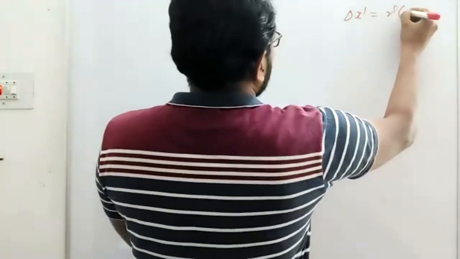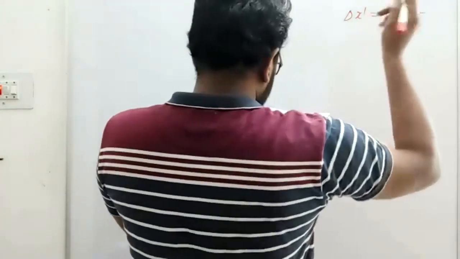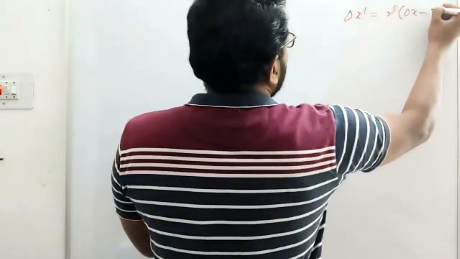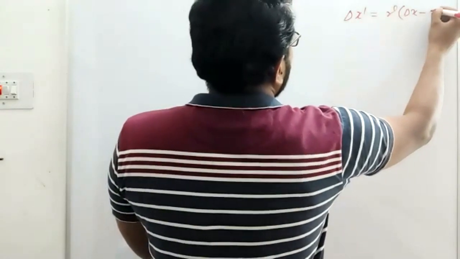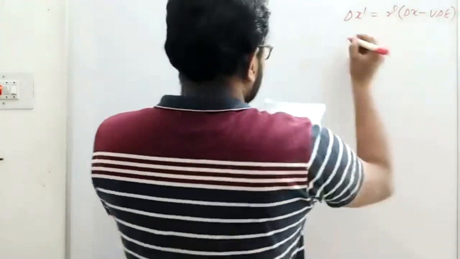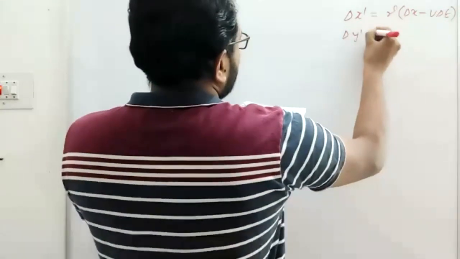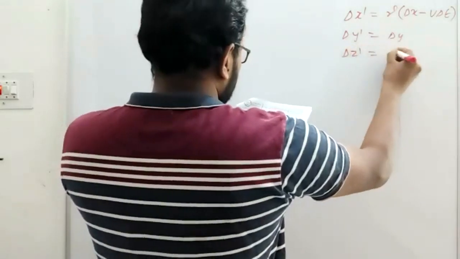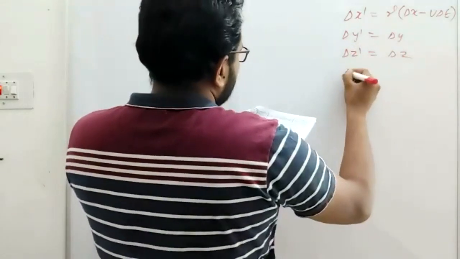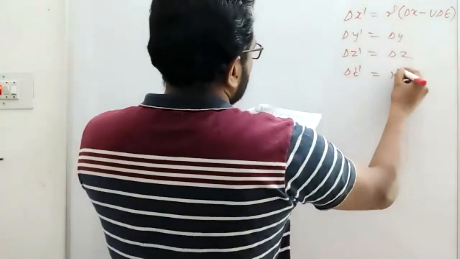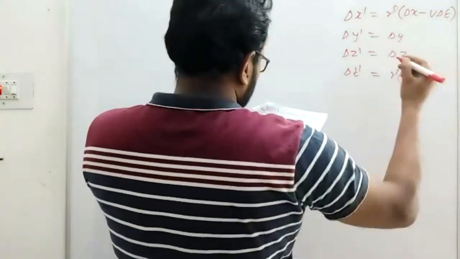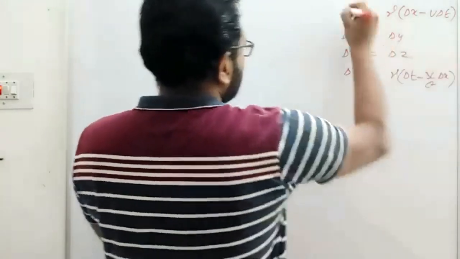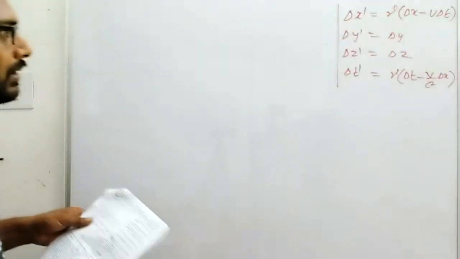gamma delta x minus v delta t. Okay, delta y prime equal to delta y, nothing particularly interesting. Delta z prime equal to delta z, and delta t prime is equal to gamma delta t minus v by c square delta x. Okay, so we'll use this.